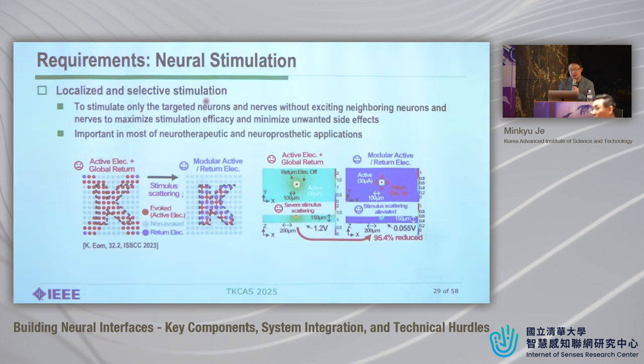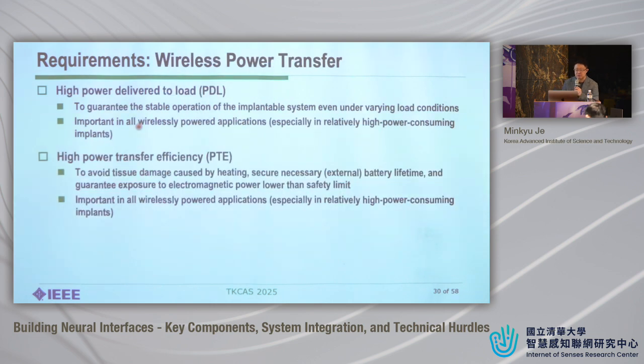And another interesting research direction is localized and selective stimulation. So we want to minimize the unwanted stimulation other than targeted neurons and nerves, right? So we don't want to excite the neighboring neurons and nerves so that we can maximize the stimulation efficacy, and also we want to minimize unwanted side effects, right? So this localized and selective stimulation will be another important research direction.